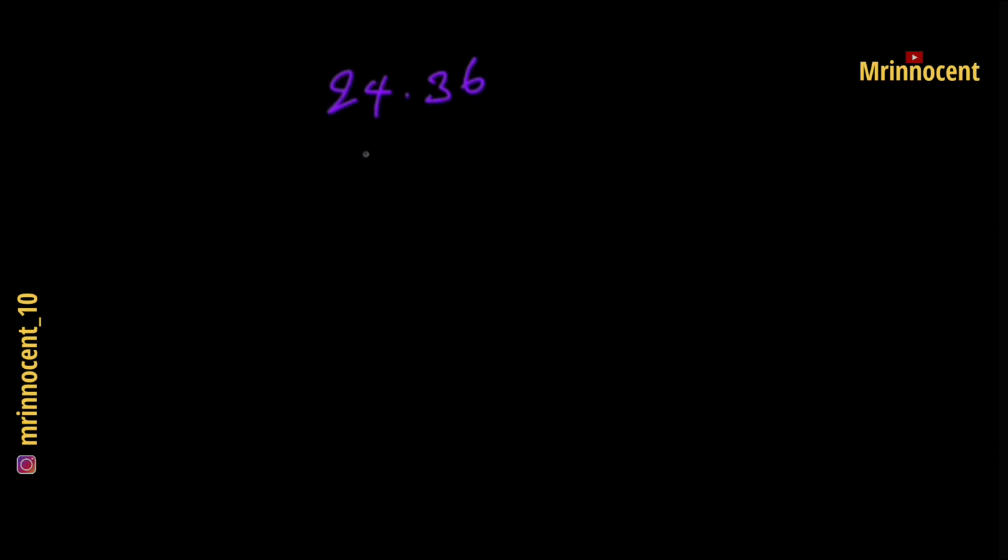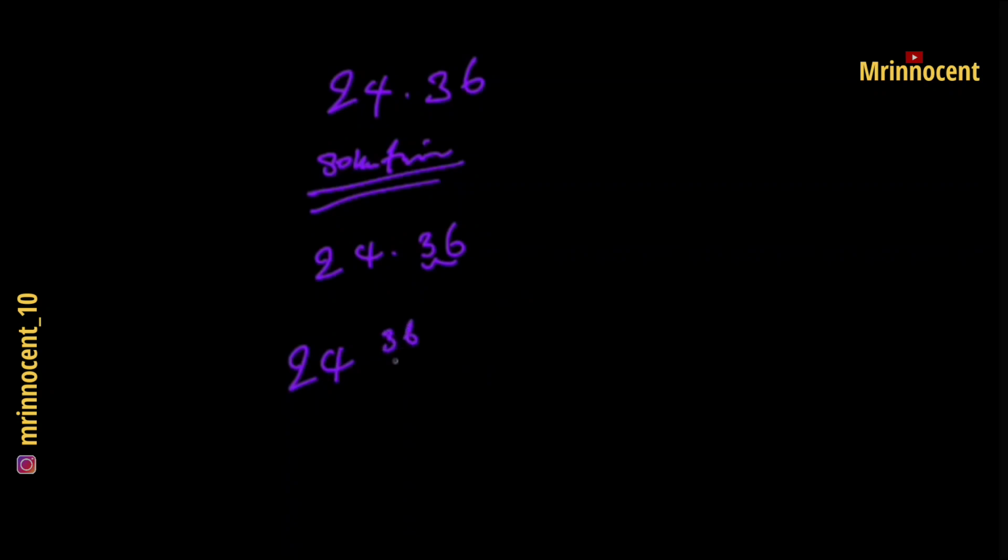24.36. To convert this number to a mixed fraction, you have 24.36. You write your whole number. So you have 24. This one is how many? 1, 2 is 100. Is 36 over 100. So you simplify it further.